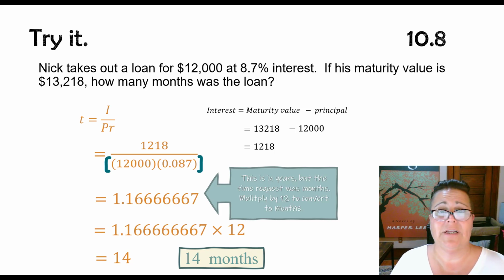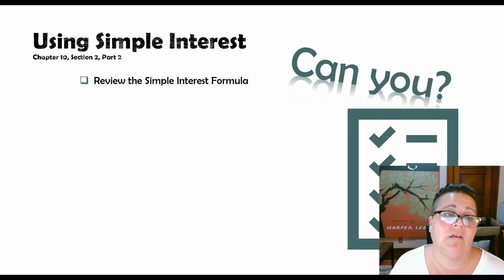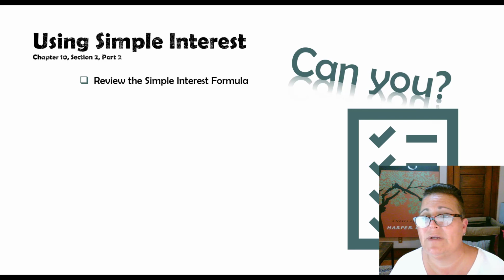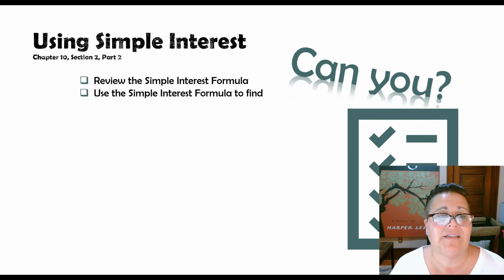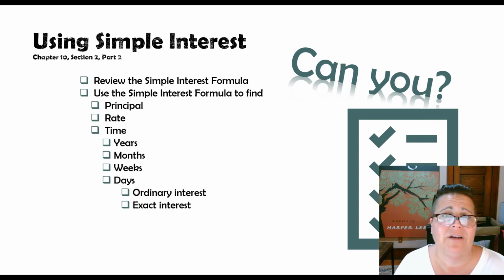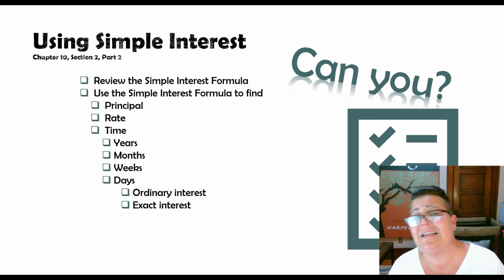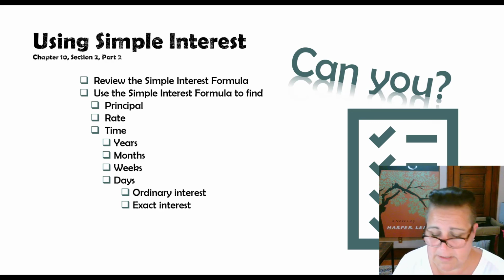All right. That was our last example for this particular section. So as we review things, the question is, do you feel like you could review the simple interest formula? We set out to do that. Have we done it? Can you use that simple interest formula to find principal, rate, and time in all of its different iterations, including years, months, weeks, days of both the ordinary and exact persuasion? You do? Great. All right.